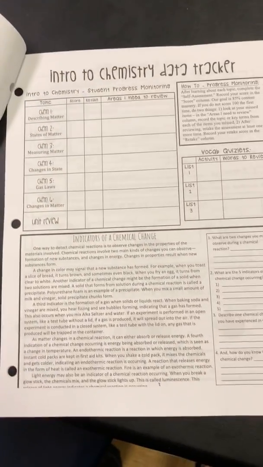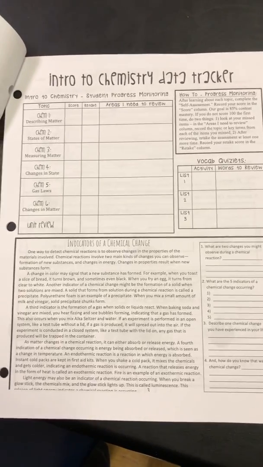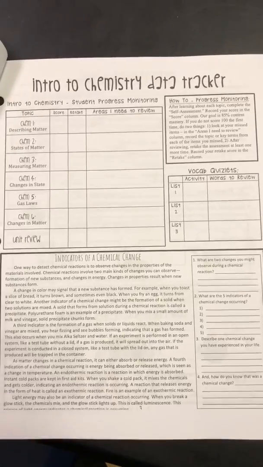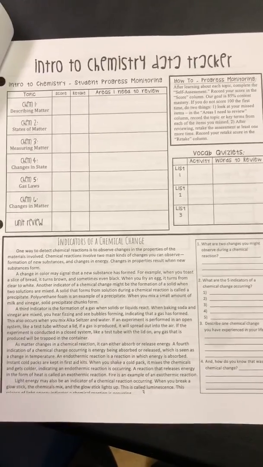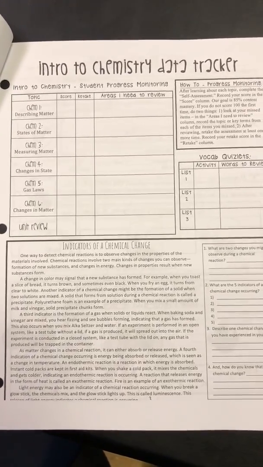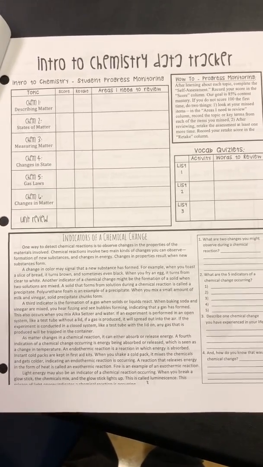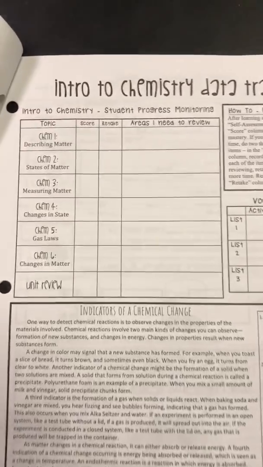Your data tracker is on the 3rd page. Sometimes, depending on the length of the chapter, the data tracker may be on the 1st or 2nd page. Your data tracker is something that's very important. This helps you to track your progress monitoring and your student mastery. So this helps you to see that you are mastering the content.